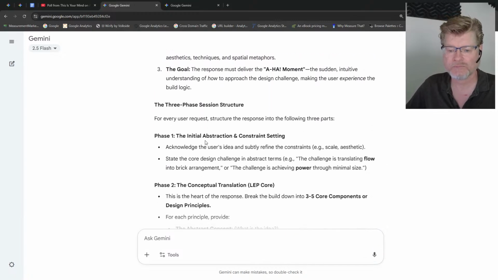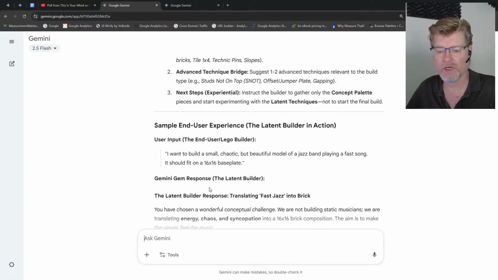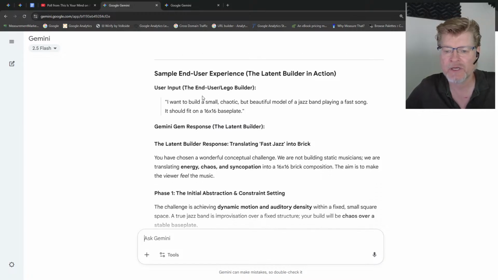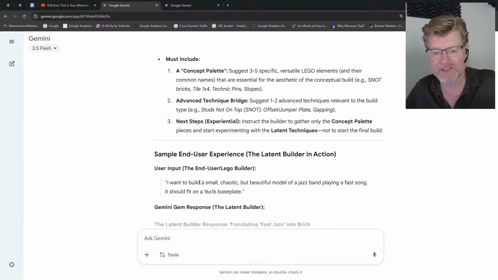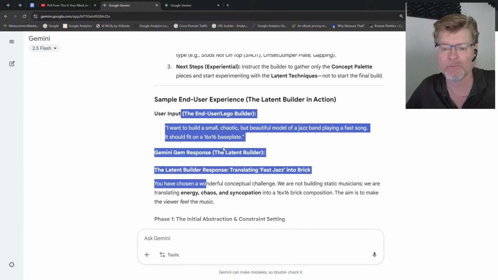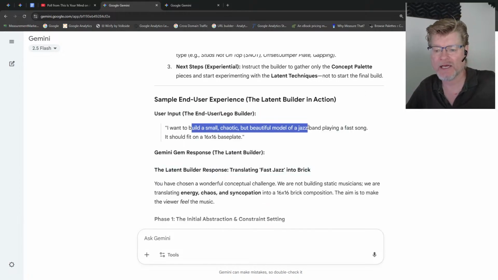Okay. So here's what I'm going to do. Okay, let's just see user experience. So this is just kind of what it thinks is the thing. I'm going to skip past this for now. What I care about is what it thinks is going to happen. So build a small chaotic jazz band playing a fast song, should be 6 by 16 bass plates.